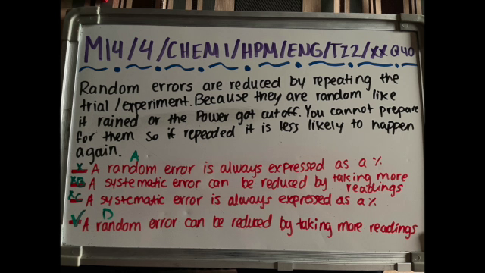A systematic error cannot be reduced by taking more readings because a systematic error is a system. No matter how many times you redo it, you're going to make the same mistake you did before. A random error and a systematic error are not always expressed as percentages. They can also be expressed as absolute values, absolute uncertainties. So they don't have to always be expressed as percentages.